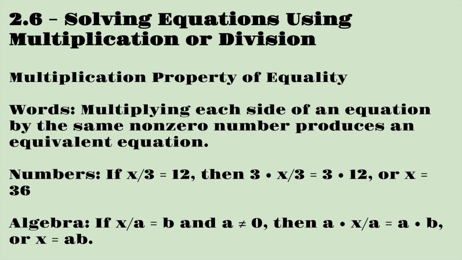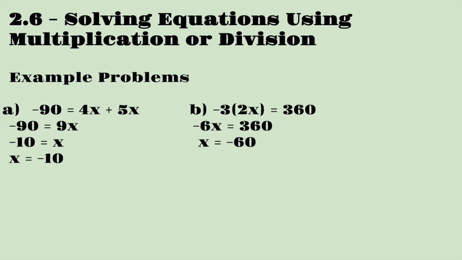Moving on to some example problems. First, negative 90 is equal to 4x plus 5x. Next, negative 90 is equal to 9x. If you divide both sides by 9, then negative 10 is x. Second, negative 6x is equal to 360, and x is negative 60.